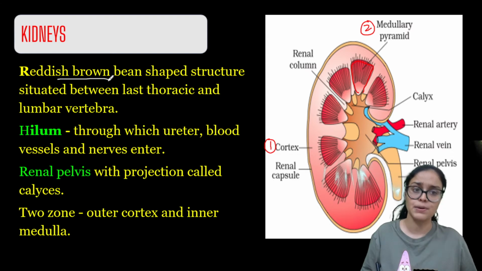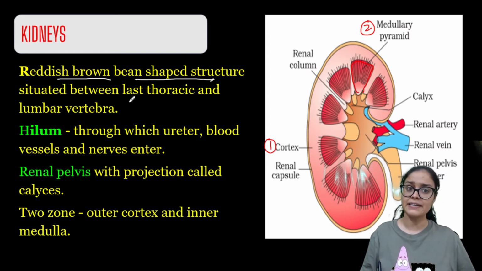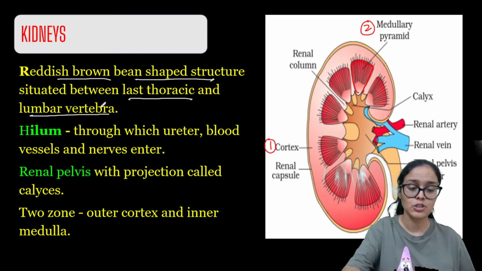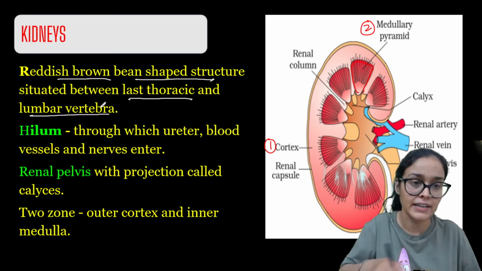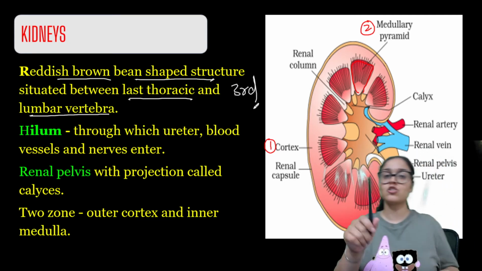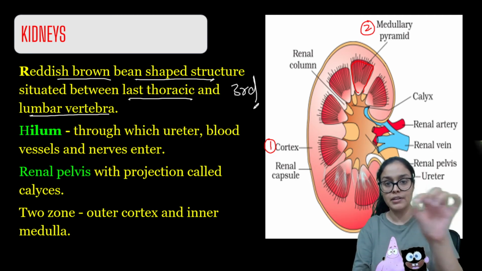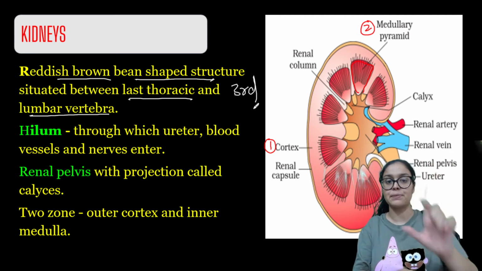It is a reddish brown, bean shaped structure. And where is it present? It is present in the last thoracic and lumbar vertebra. तो बच्चा ये आपको याद रखना है. This is important, right? So between the last thoracic and third lumbar vertebrae. So last thoracic means this backbone. From the last thoracic vertebra to the third lumbar vertebra, here the kidney is present, right?